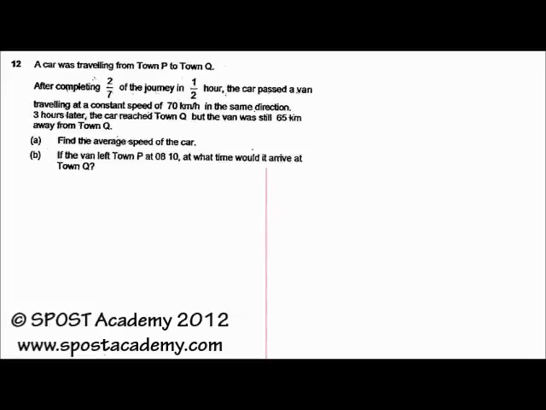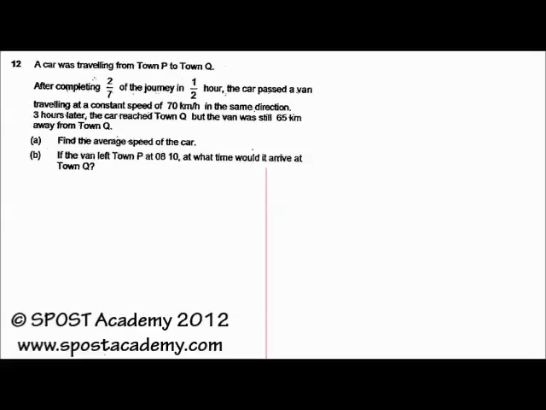A car was traveling from town P to town Q. After completing 2/7 of the journey in half an hour, the car passed a van traveling at a constant speed of 70 kilometers per hour in the same direction. 3 hours later, the car reached town Q, but the van was still 65 kilometers away from town Q. Find the average speed of the car.